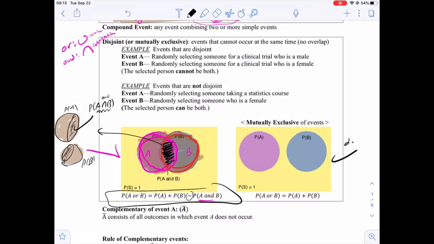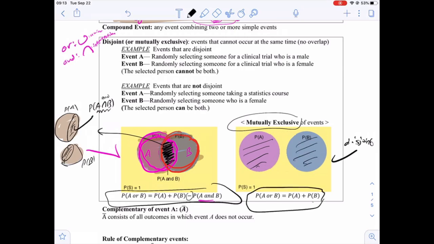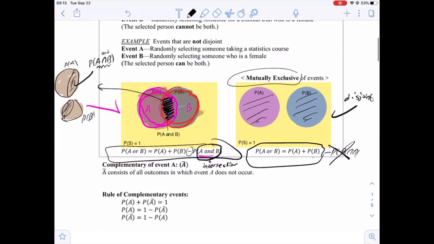Now, if they are disjoint, this case is called mutually exclusive events, and in this case we only need to find the sum of the two probabilities: the probability of the elements here plus the probability of the elements here. We don't need to subtract the intersection because we don't have an intersection, so we don't need to subtract the probability of A and B. Okay, good.